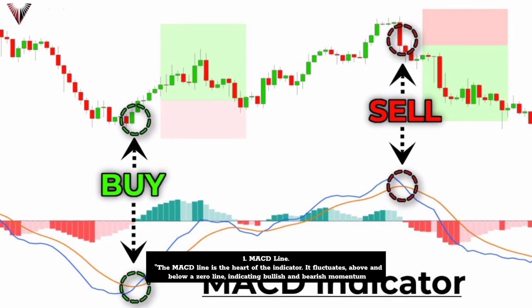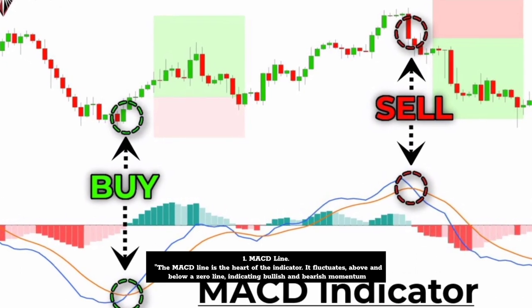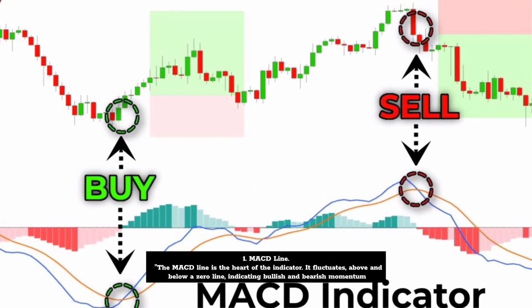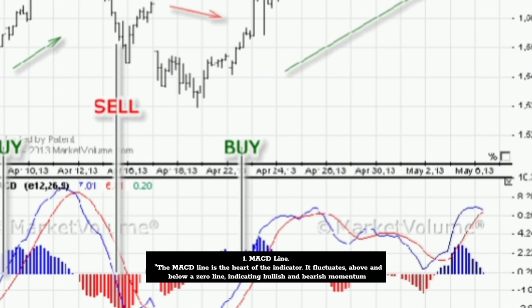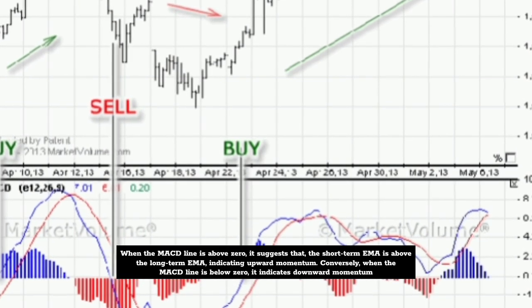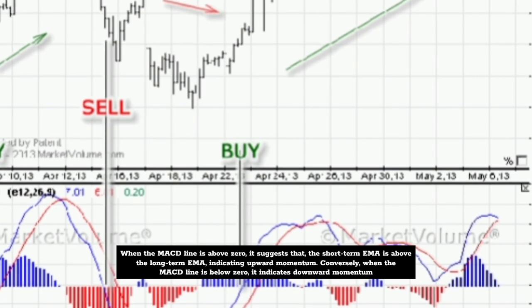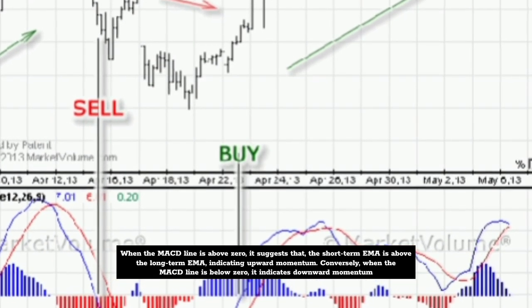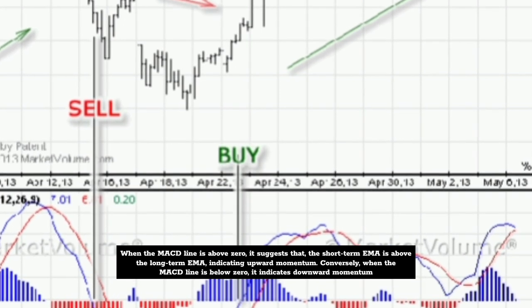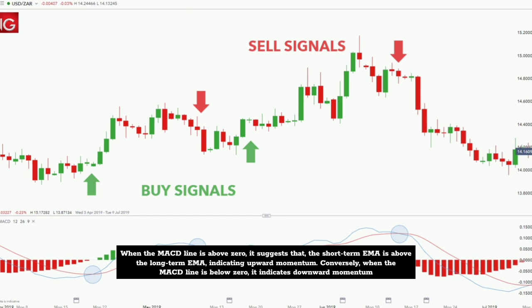1. MACD line. The MACD line is the heart of the indicator. It fluctuates above and below a zero line, indicating bullish and bearish momentum. When the MACD line is above zero, it suggests that the short-term EMA is above the long-term EMA, indicating upward momentum. Conversely, when the MACD line is below zero, it indicates downward momentum.